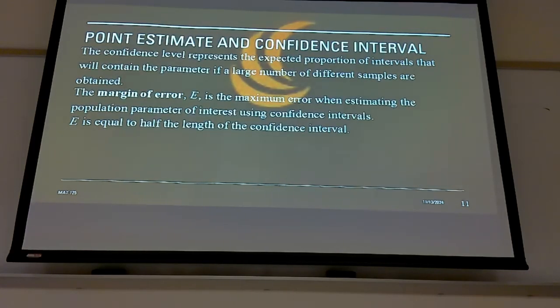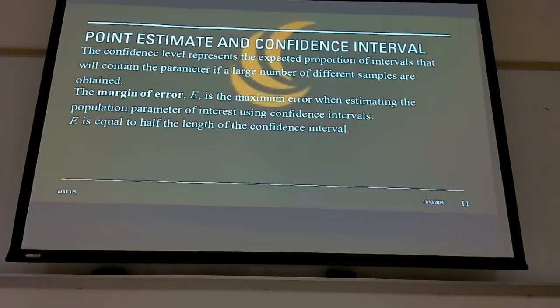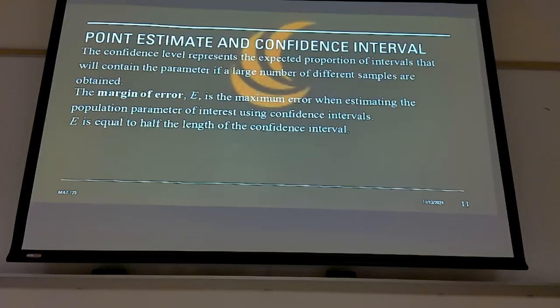And it's half the length of the confidence interval. Notice it's the confidence interval, not the confidence level. So once you find your confidence interval, find its length divided by 2, that's your margin of error.